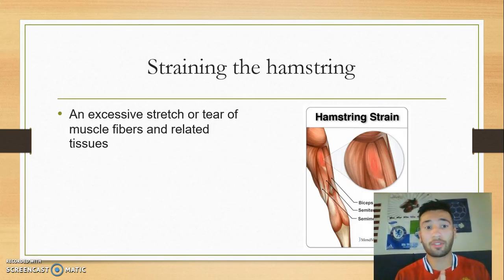Straining the hamstring is an excessive stretch or tear of the muscle fibers and related tissues that are involved in it.